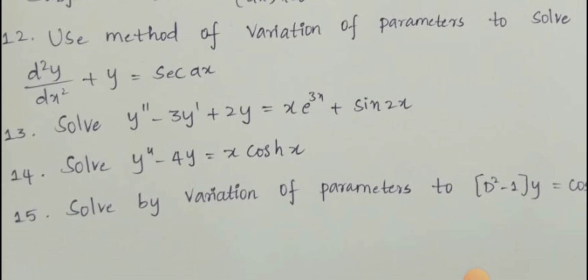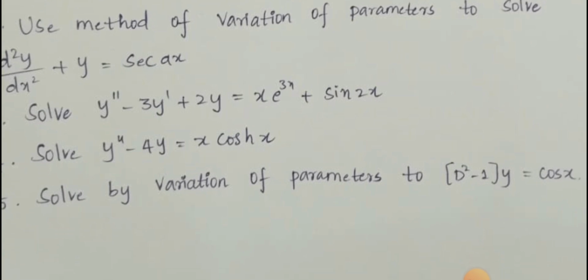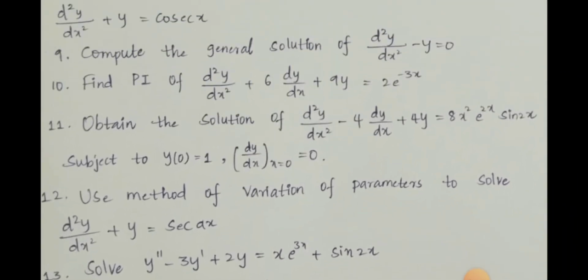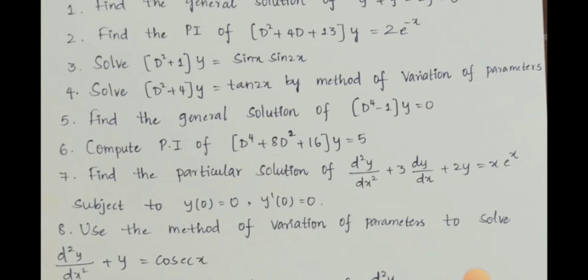14th one, y double dash minus 4y equal to x cos hx, hyperbolic function is there. Cos hx can be taken as e power x plus e power minus x divided by 2. So I am making the simplification, it is looking like e power ax into v, yp is split into two subparts, and directly you can find out the answer. 15th, solve by variation of parameters, d square minus 1 of y equal to cos x. It's a direct problem.